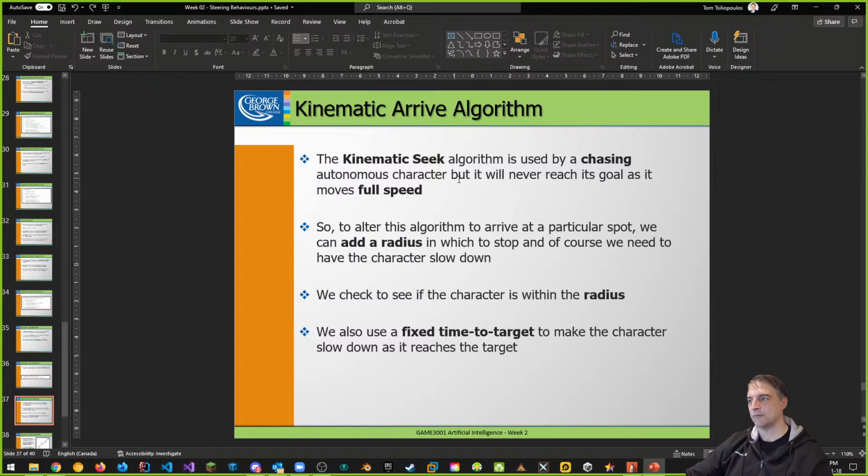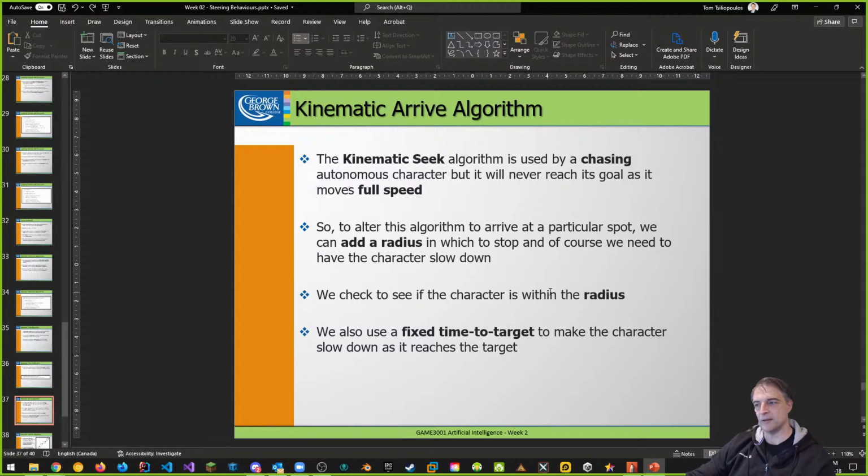So again, kinematic seek is like chasing. Kinematic flee is like running away. And for arrival, we use a radius, and we have a fixed time to target, which is our linear interpolation. How long is it going to take me from the radius to the target? And we're going to just stop when we get there, as an example. And we can use that smoothing. If you really don't want to use smoothing, you just stop as soon as we get to the target, right? Starting at the radius, we start calculating the time to target from the edge of the radius, and we can just stop immediately on a dime. It'll look very unnatural, but it can be done.